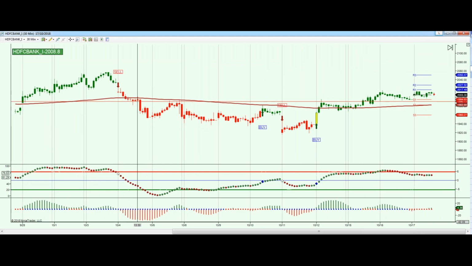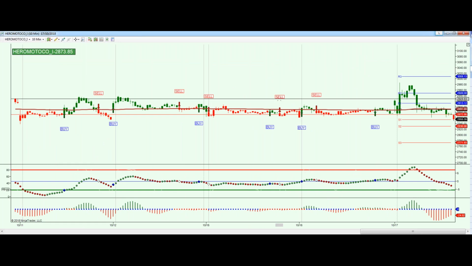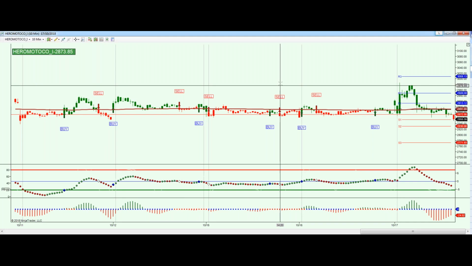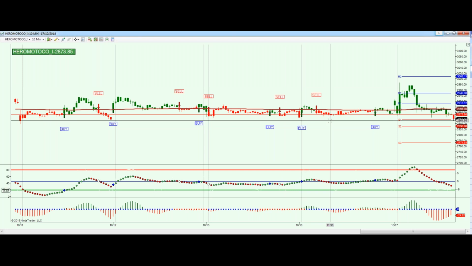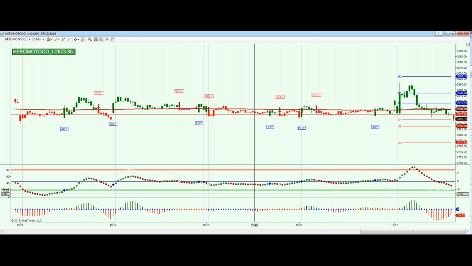Hero Motoco, again, we had a buy call at 2901, and it made 2980. And now it has retraced. We might get a sell call again in Hero Motors. So we can enter Hero Moto sell again. So you make double trades on a single script, that is a buy and a sell. And Hindalco also happened the same way.